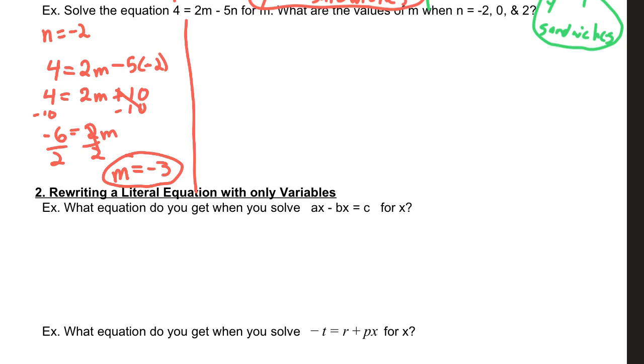So right now, I'd like you to do the same for n equals 0, and then do the same for n equals 2. So this is where I'd like you to pause the video, try it, and then come back and check your solutions with me.